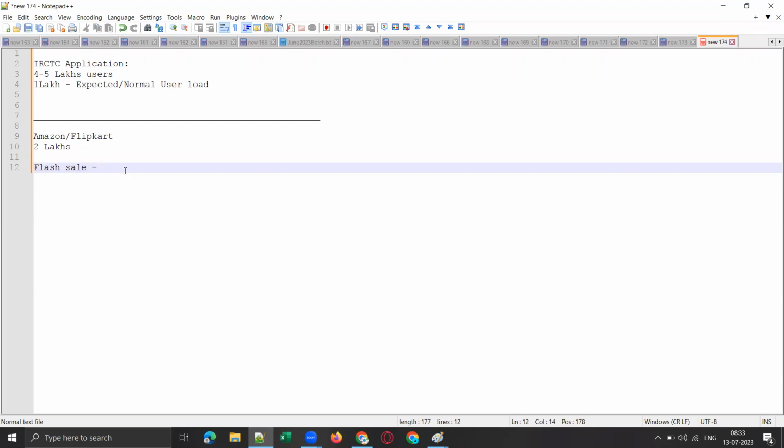Now, if your page is loading slow, that is acceptable, right? If it is loading slow, you can understand it. Any user will understand that.